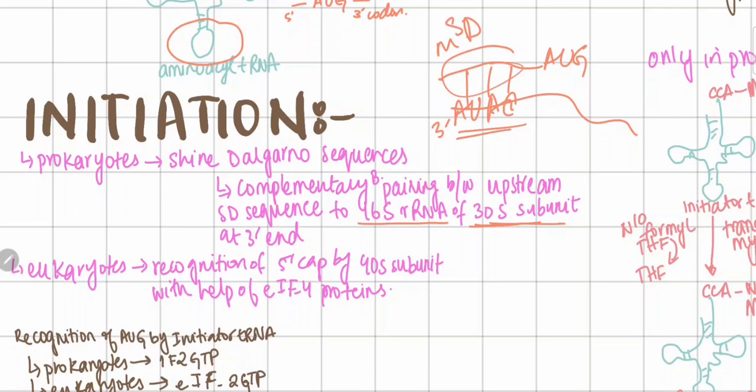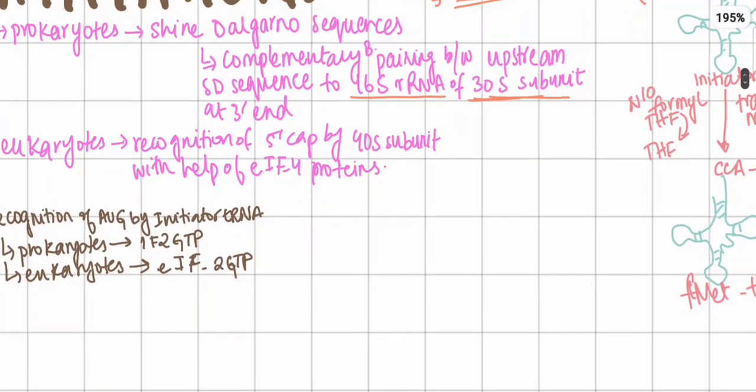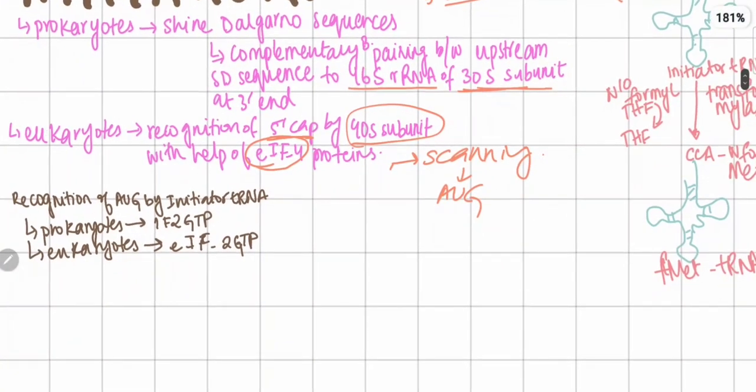That's Shine-Dalgarno. And then in eukaryotes, we have the beautiful 5' cap, and they recognize the 5' cap by the 4A subunit of the eukaryotes, and with the help of IF4 proteins, they are then going to scan, basically the happening of scanning, and they are going to reach the start codon. Okay.